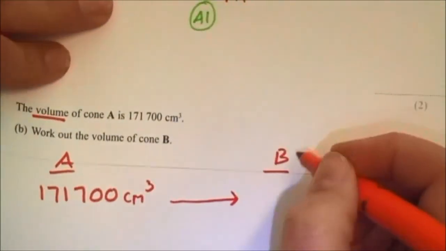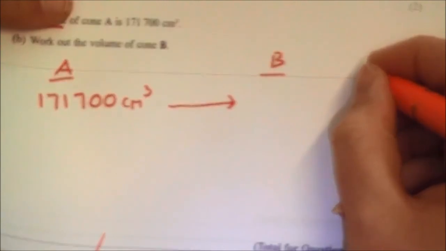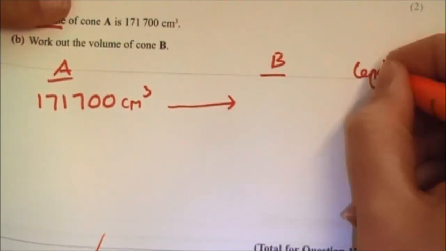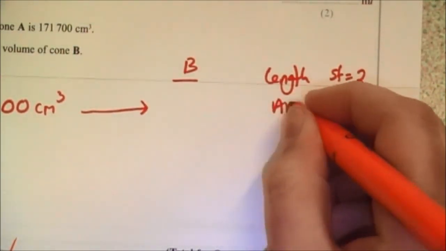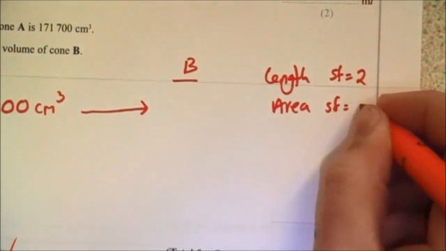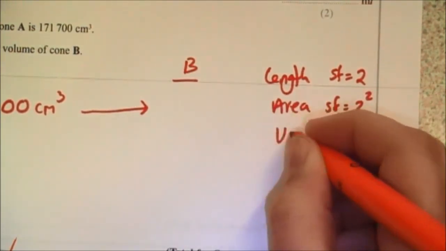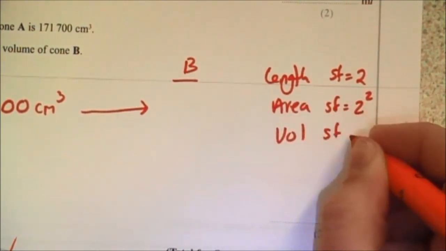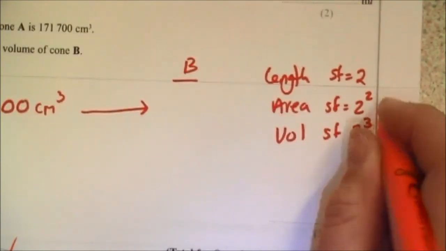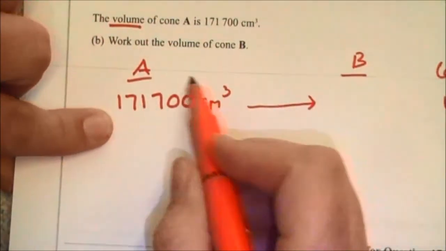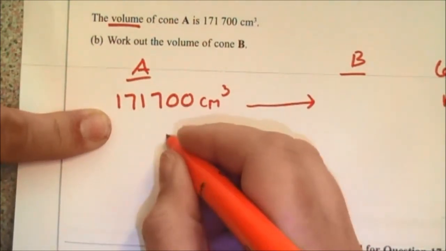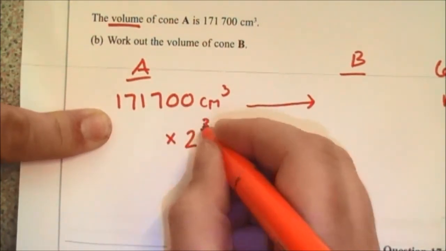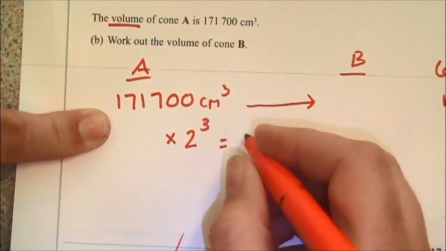Now, the cones are exactly the same, and our scale factors are the same. If we were finding a length, our scale factor would be 2. When we were looking at area, our scale factor became 2 squared. But now we're looking for volume, our scale factor needs to be 2 cubed. So the volume of the small one was 171700. I need to multiply that by the scale factor cubed, and that's going to end up giving me 1373600.